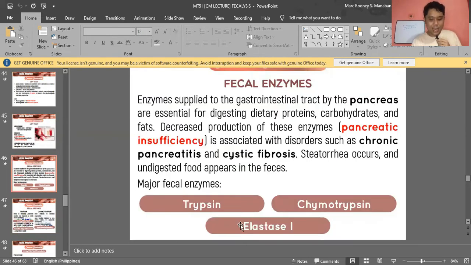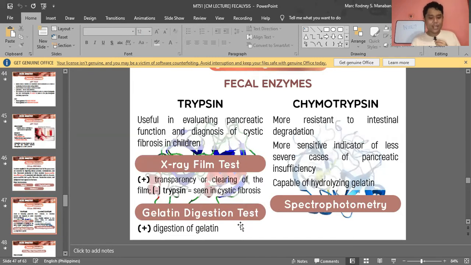So what are the major fecal enzymes? You have trypsin, chymotrypsin, usually for proteins, and of course, elastase 1. All right. So trypsin, again, is useful for evaluating pancreatic function. And for cystic fibrosis, the tests are the X-ray film test and the gelatin digestion test. So for the X-ray film test, positive is of course ma-clear ang imong X-ray film because trypsin works on the X-ray film. And if trypsin is negative, it is seen in cystic fibrosis. And for gelatin digestion, of course, ma-digest ang gelatin, kay trypsin works on the gelatin. So positive siya, digestion of gelatin.